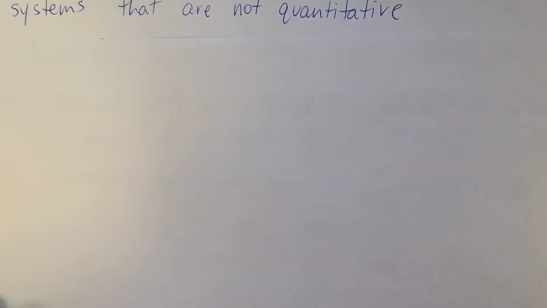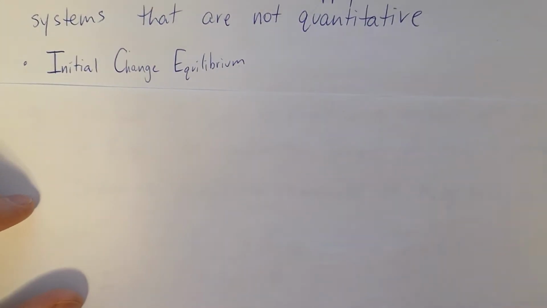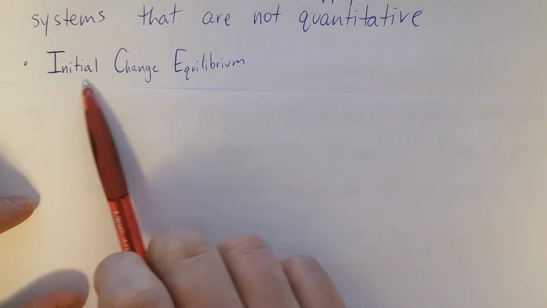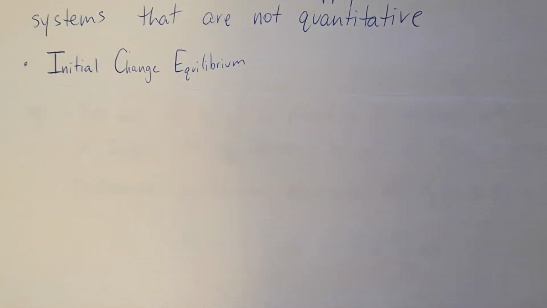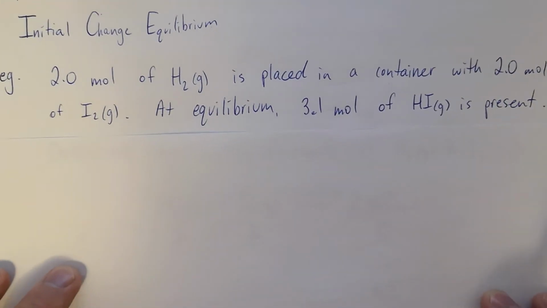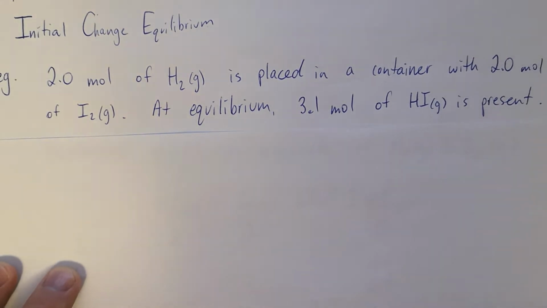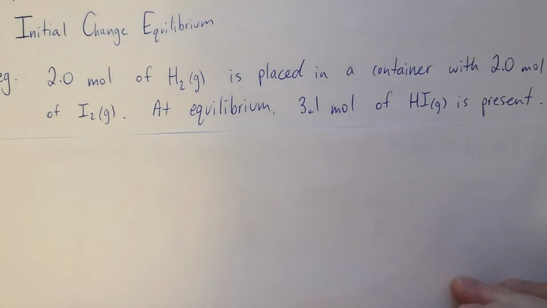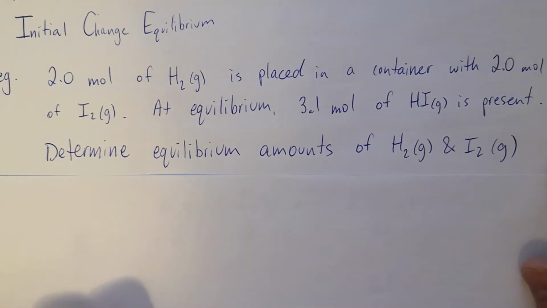Okay, so I'm going to bring back our familiar example. But first I've used cool font here, big letters. ICE stands for initial, change, equilibrium. All right. So here's the familiar example. I got ahead of myself. 2 moles of hydrogen with 2 moles of iodine, and then I'm telling you at equilibrium we're going to get this much hydrogen iodide. Okay, we're going to use an ice table to determine how much hydrogen and iodine are left at equilibrium. Okay, so let me show you what that looks like.